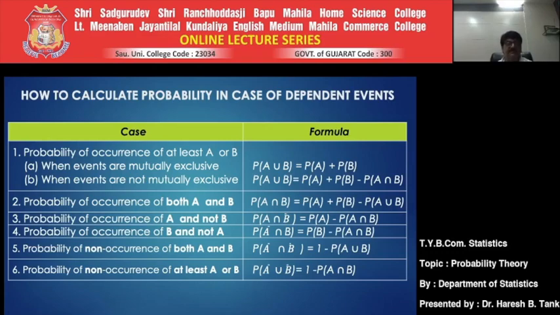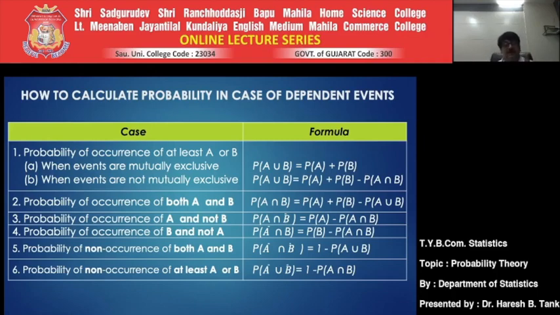The first case is probability of occurrence of at least A or B. Here two words are important. One is at least and second is or. Whenever at least is used, always the connector is or. Since it is or, always we are talking about union. So probability of A union B is required for sure. There might be two different cases whenever you talk about union: events are mutually exclusive and events are not mutually exclusive.